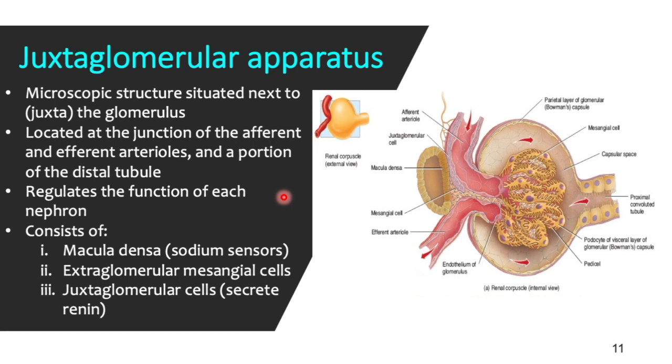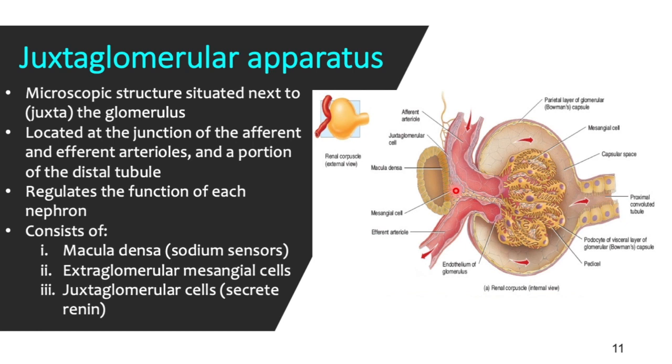Juxtaglomerular apparatus is a microscopic structure situated next to the glomerulus. Juxta is actually a Latin word. It means next to. So juxtaglomerular meaning it is situated next to the glomerulus. So this apparatus is located at the junction of the afferent and efferent arteriole and a portion of the distal tubule. So this is afferent arteriole and efferent arteriole, and this is distal tubule. So juxtaglomerular apparatus is located here at the junction of these three structures.